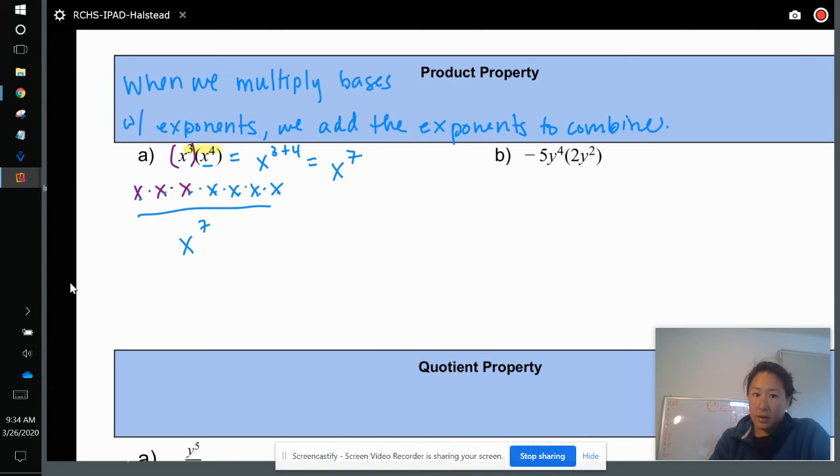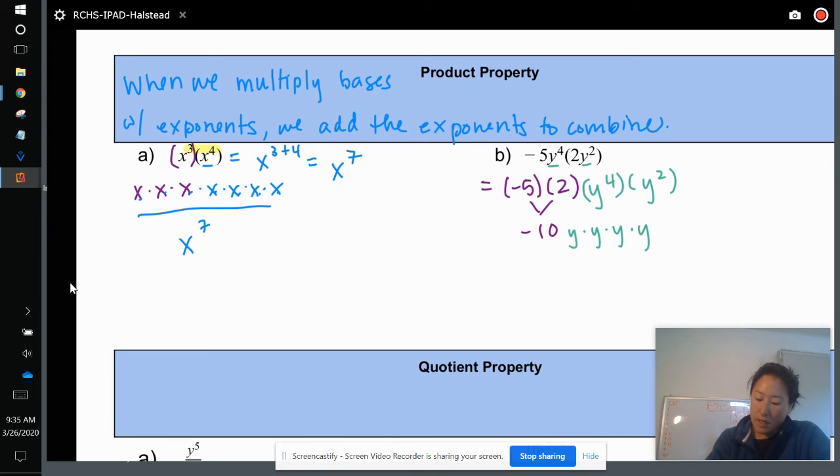Okay, so let's go ahead and look at this second one. I have negative 5 times y to the fourth and 2 times y squared. I'm going to rewrite this to be negative 5 times 2, and then put my y's together. So y to the fourth times y squared. Okay, so if there's whole numbers, you just multiply like normal. So negative 5 times 2 is negative 10. And then let's expand the y's. So y times y times y times y. And then the second set of y's here is y times y. So I get negative 10 y to the 1, 2, 3, 4, 5, 6.